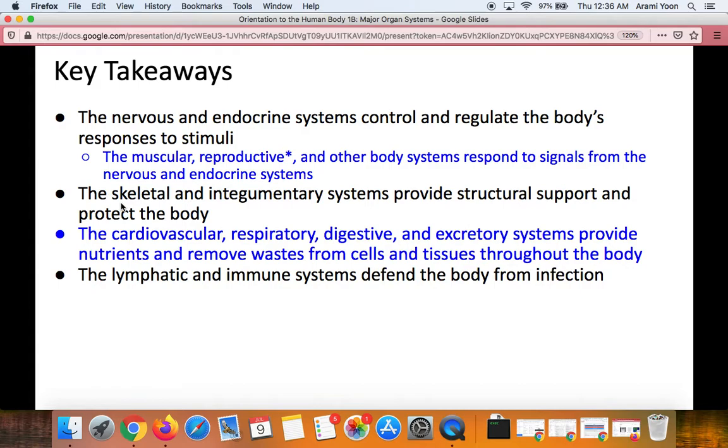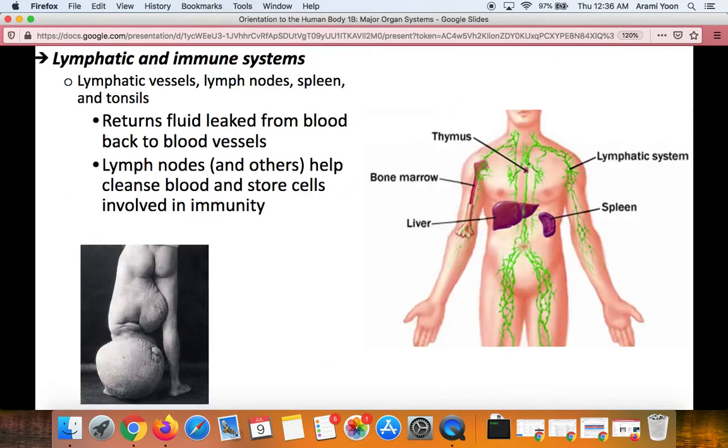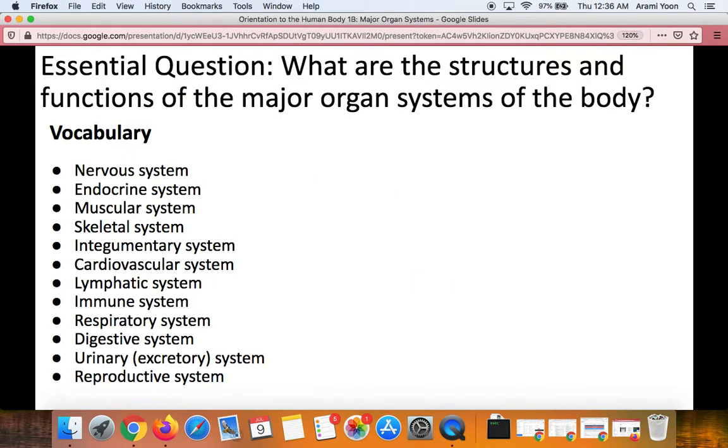Your next key takeaway is that the skeletal and integumentary systems provide structural support and protect the body. The cardiovascular, respiratory, digestive, and excretory systems provide nutrients and remove wastes from your cells and tissues throughout your body. And the lymphatic and immune systems defend the body from infection. What I'd like you to do is go back to the essential question. Just pause it here before you exit this lecture and see if you can answer this question using these terms.